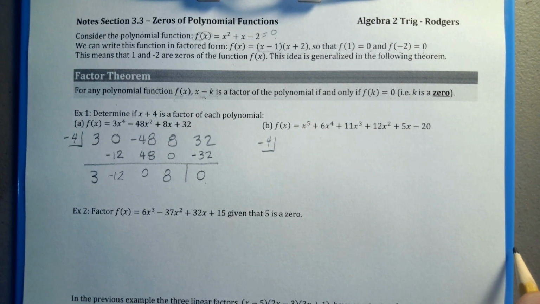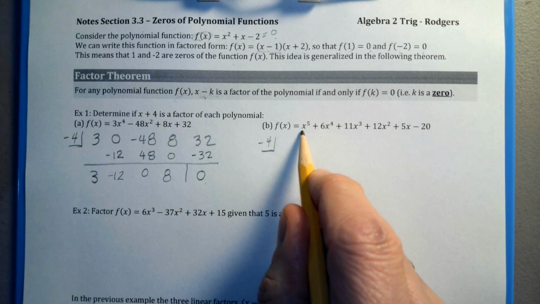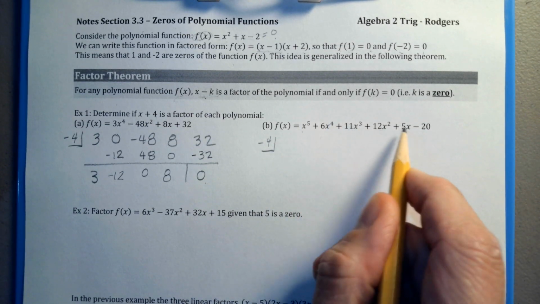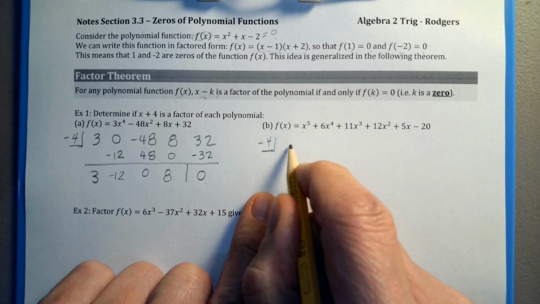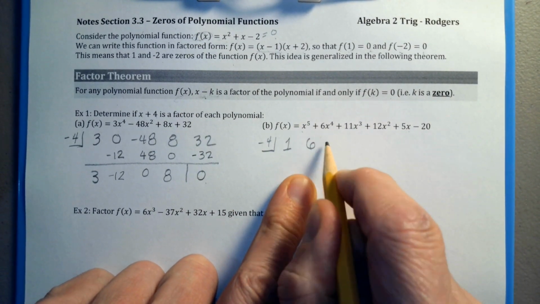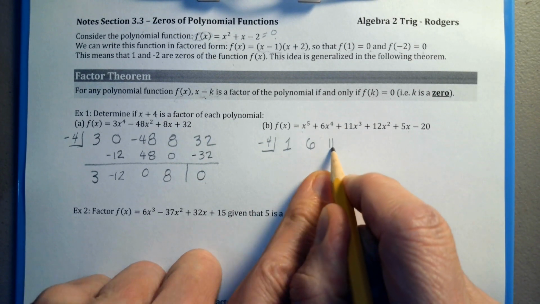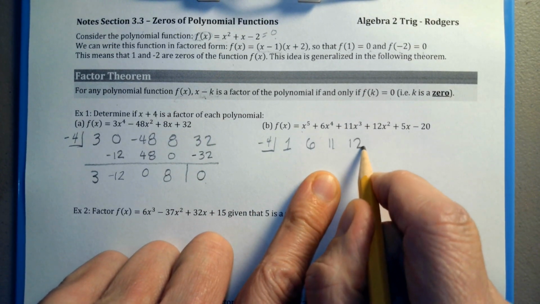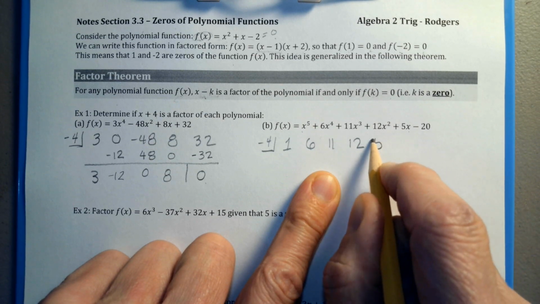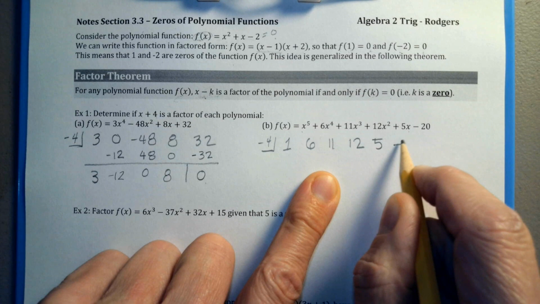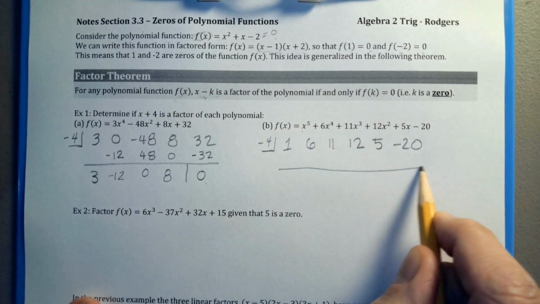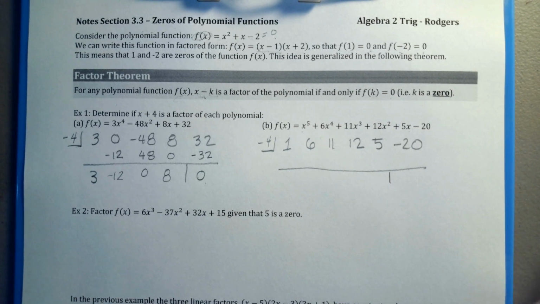All right, so we're going to put a -4 again out in front. Degree 5, kinked, so that means we should have 6 terms: 1, 2, 3, 4, 5, 6. Looks like we have them all, so we don't have to worry about any missing terms. 1, 6, 11, 12, 5, and -20. All right, leave a space for numbers, put in your remainder.